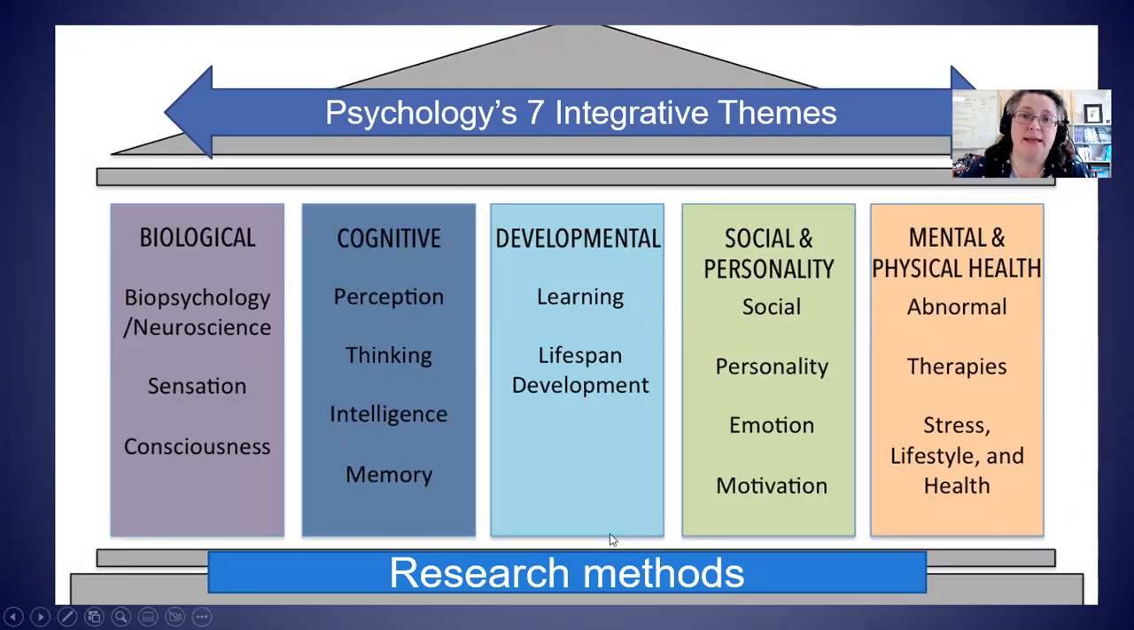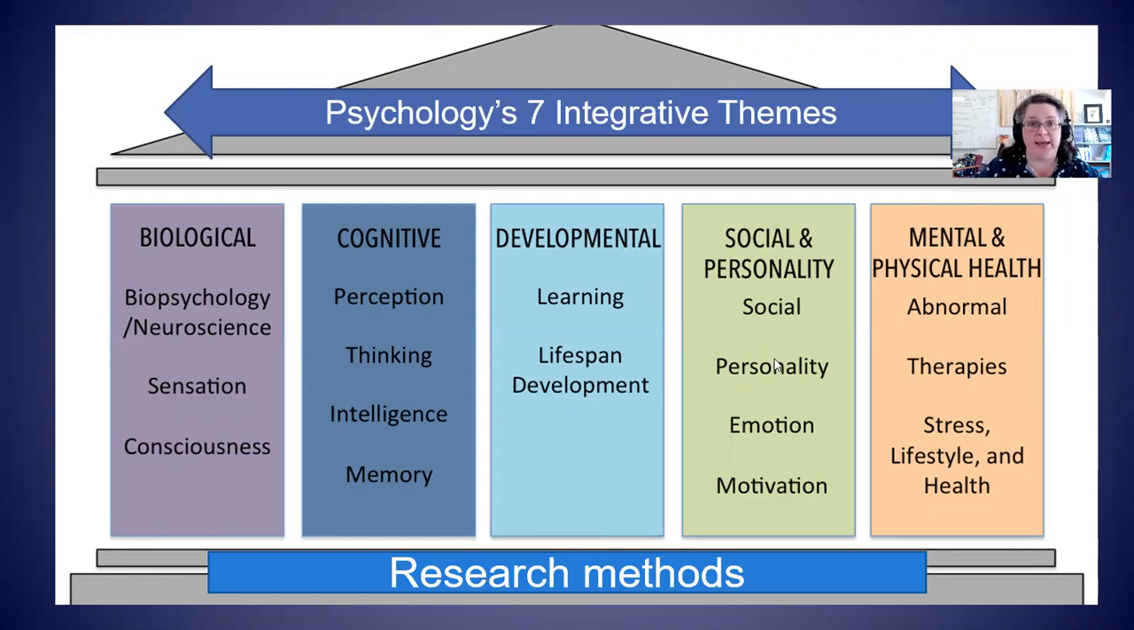Hello, this is a quick lesson about psychology's 7 integrative themes and the 5 pillars of psychology. So, in this course, we will be learning a lot about psychology. There are hundreds of concepts. The model that we will be using to organize our learning is this model here.